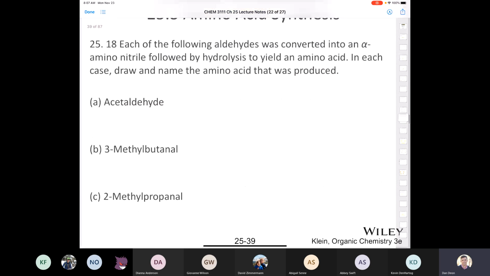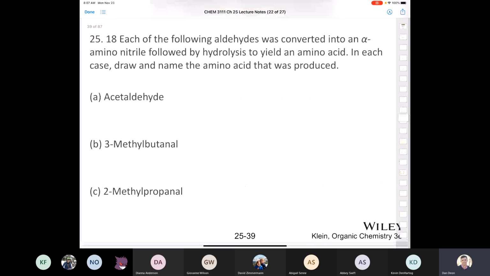Let's try another problem. This one is in the exact same vein as the last one. It's still dealing with Strecker synthesis. It says each of the following aldehydes was converted into an alpha aminonitrile, followed by hydrolysis to produce an amino acid, right? That's what we just looked at in the last problem. So this is Strecker synthesis, all right? In each case, draw and name the amino acid that was produced. Well, let's start by drawing acetaldehyde.